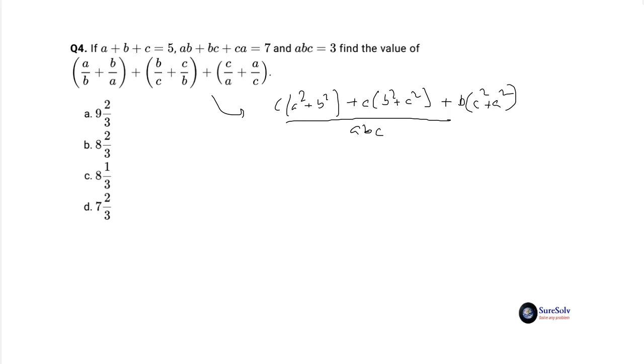Next, examine numerator of direct expression more closely to identify that each of a square, b square and c square appears twice in the form of a square multiplied by b plus c plus b square multiplied by c plus a plus c square multiplied by a plus b.